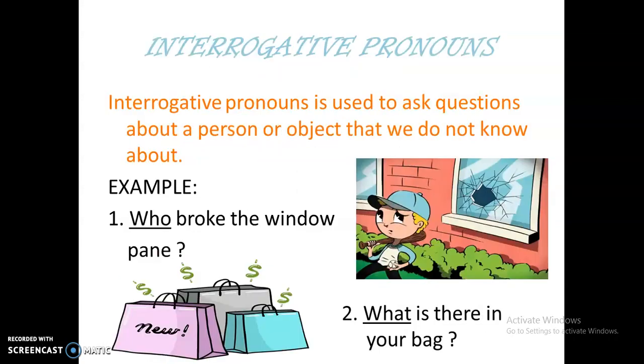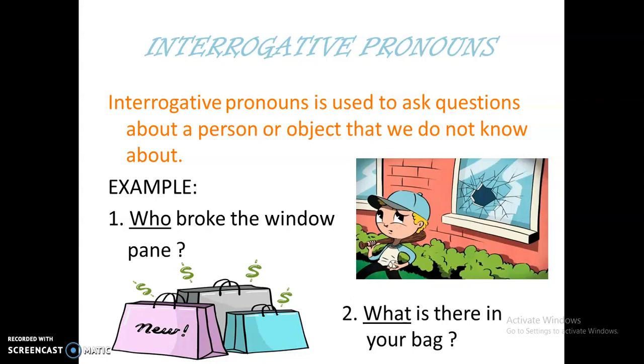Okay? Next we have interrogative pronouns. Just like you would have studied about interrogative sentences in your last classes, interrogation means questioning, asking somebody a question. So let's read the definition out. Interrogative pronouns are used to ask questions about a person or object that we do not know about. So asking a question about anything. I want to ask who is that person. So who will be an interrogative pronoun.